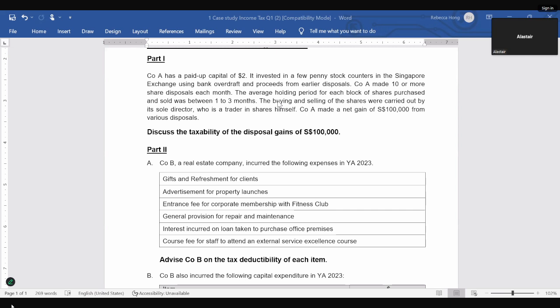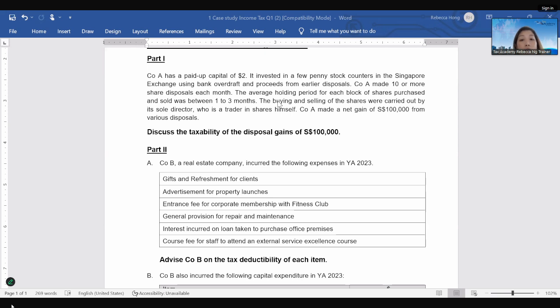Okay, so this is how you approach when you want to see whether this gain is taxable or not. You will first look at the capital revenue divide: capital is not taxable, revenue is taxable. Whether it is trade or non-trade, look at badges of trade. There are a few badges of trade for us to take a look.